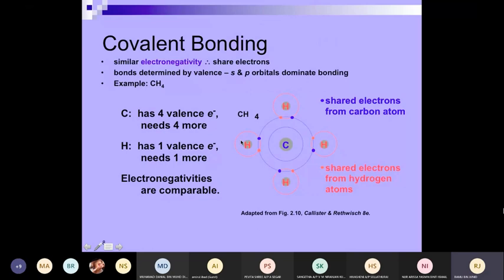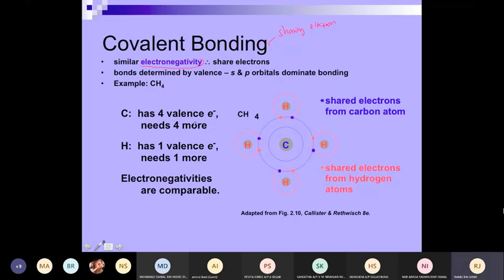And then covalent bonding, you have sharing of electrons, and this sharing typically occurs for elements which have similar electronegativity. Similar electronegativity means it is from the same side of the periodic table, with a similar number of valence electrons.